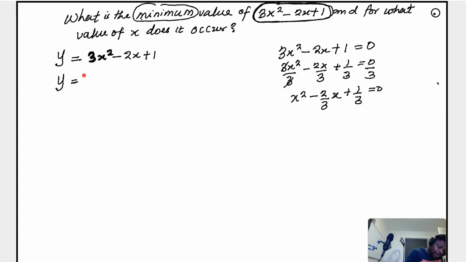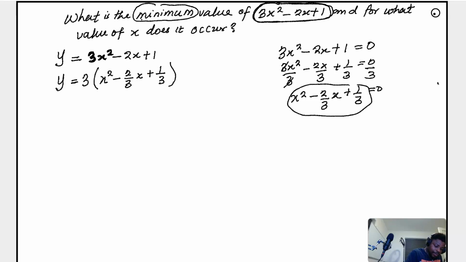So now, here, just write this 3 here, bracket, write what you have here now. x squared minus 2 over 3 x plus 1 over 3. Okay. Now, the next thing you want to do is y is equal to 3. I'm going to use this kind of brackets, okay? Square brackets. So I'll write x squared minus 2 over 3 x. Now I will leave space. I'll write plus 1 over 3.